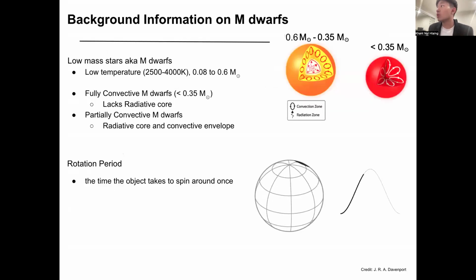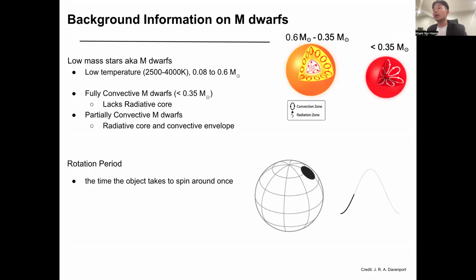Okay, before we dive into the problem formulation, I'd like to give a background on M dwarfs, like Wally and Neha did. M dwarfs are low mass stars with low temperatures from 2,500 to 4,000 Kelvin, and the masses range from 0.08 to 0.6 solar mass, and they're fully convective and partially convective M dwarfs. Fully convective means the stars lack the radiative core, and partially convective means they have a radiative core and a convective envelope. So the difference is their internal structure and how they transfer heat to the outer layers.